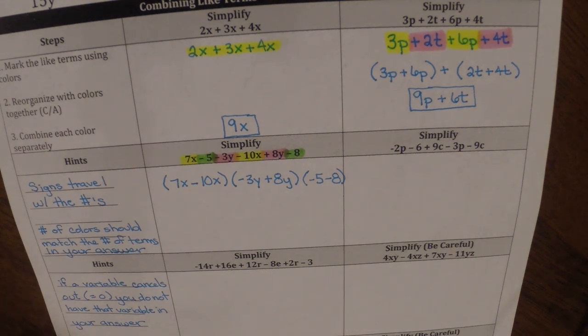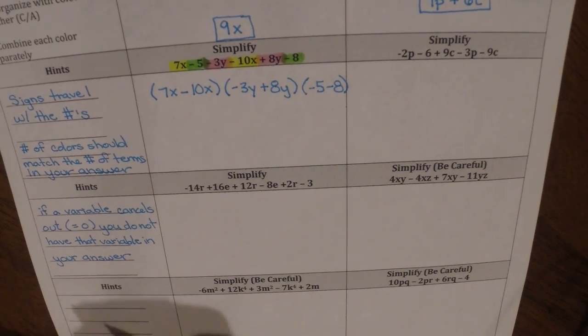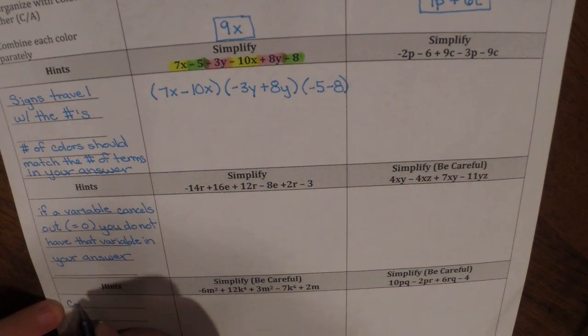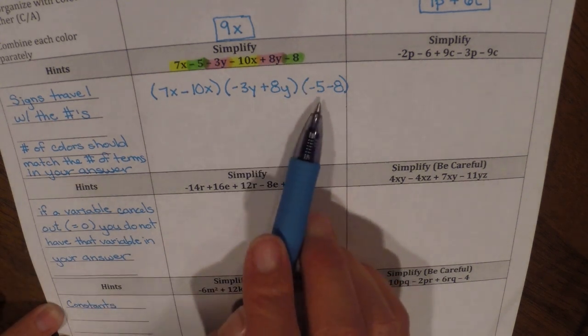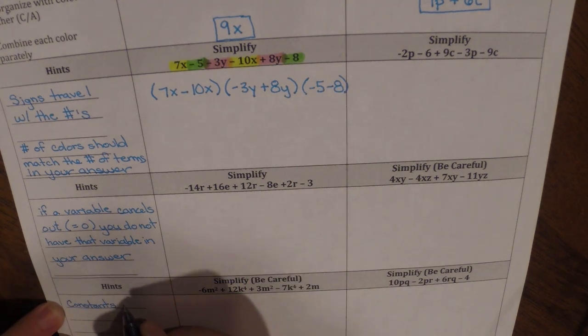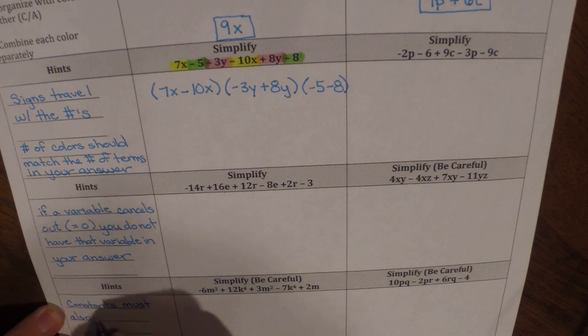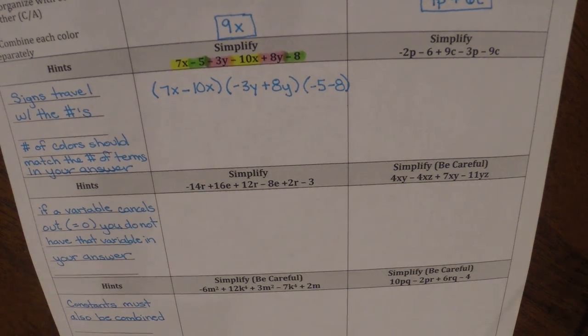All right, and then the last hint that I kind of want to remind you guys of is that your constants go together, because that's the part that you guys always have a tendency to forget. And remember, constants are just your numbers, like this negative 5 and negative 8. So the constants must also be combined, because they are like terms, they just don't have a variable. So that's what makes them like terms.